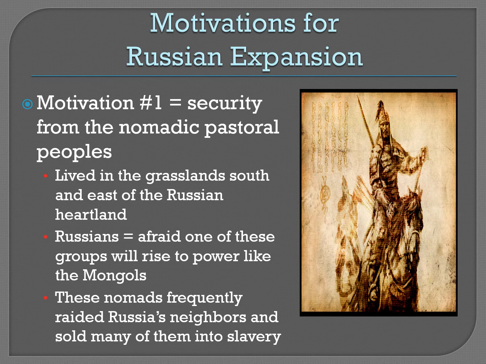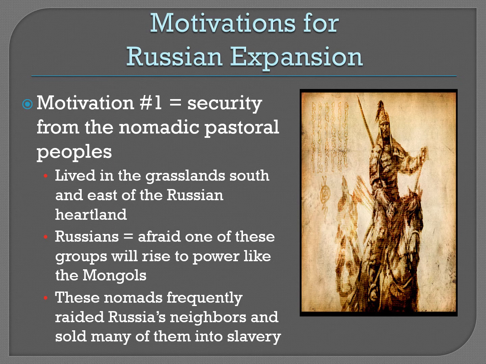Right, these pastoral peoples lived on the grasslands south and east of the Russian heartland. So those are the areas where I said non-Russian speaking people were living. And Russians were afraid that one of these groups would rise to power like the Mongols had. And so the best way to prevent that is to go ahead and control that territory and control the people there, to prevent them from rising to power like the Mongols had.